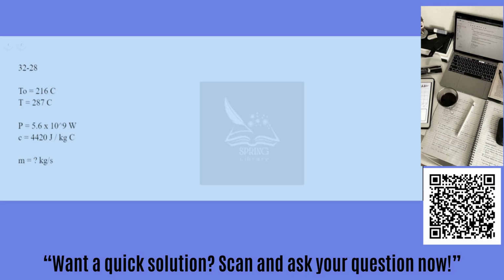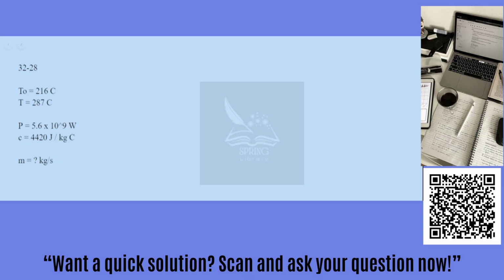Assume that the specific heat of water is 4,420 joules per kilogram per degree Celsius over the temperature range stated above, and find the mass of water that passes through the core each second. So how much water passes through the core with these given parameters to us?